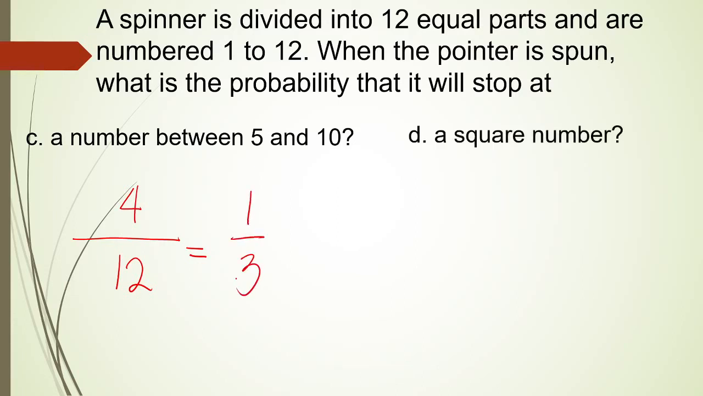A square number. Perfect squares. We have 4, we have 1, and we have 9. Those are perfect squares. That's 3 over 12. That's 1 over 4.